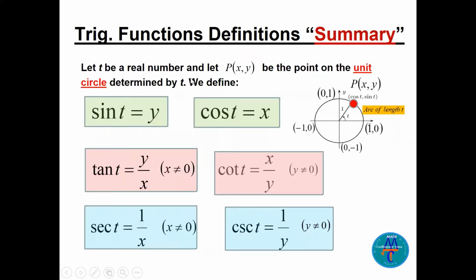Now this is the summary of all the 6 functions. Sine of t will be y, cosine of t will be x. So we can use these formulas if we have the unit circle where the radius is 1. So tan of t is y over x, cotan of t is x over y, secant of t is 1 over x, the reciprocal of the cosine, cosecant of t is 1 over y, the reciprocal of sine.